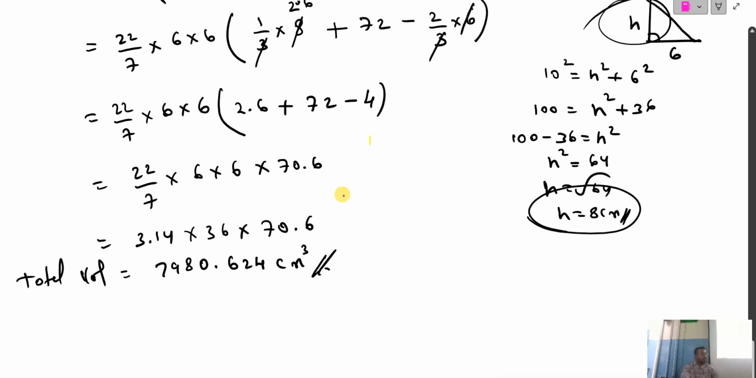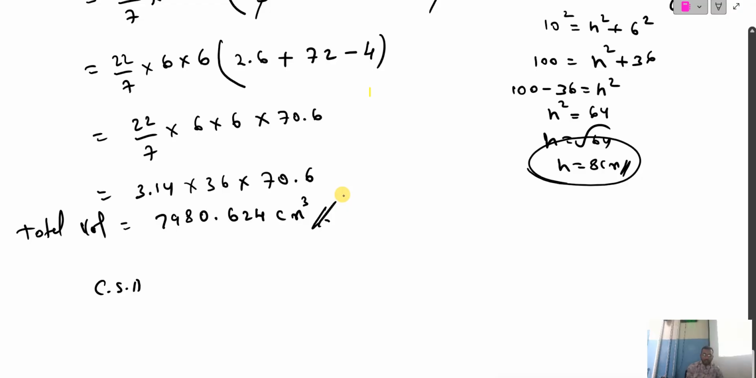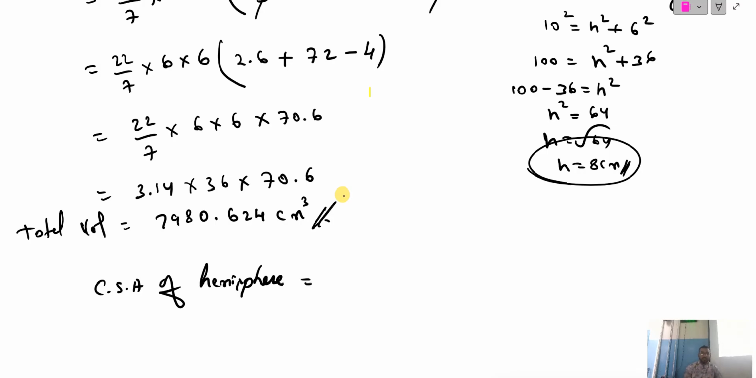What is given? So we got to know the total volume. Understood how to find the total volume of the given figure? Now along with that, they are asking the ratio of curved surface area of hemisphere. So let me calculate separately. Curved surface area of hemisphere. The formula to find the curved surface area of hemisphere is 2 pi r square.